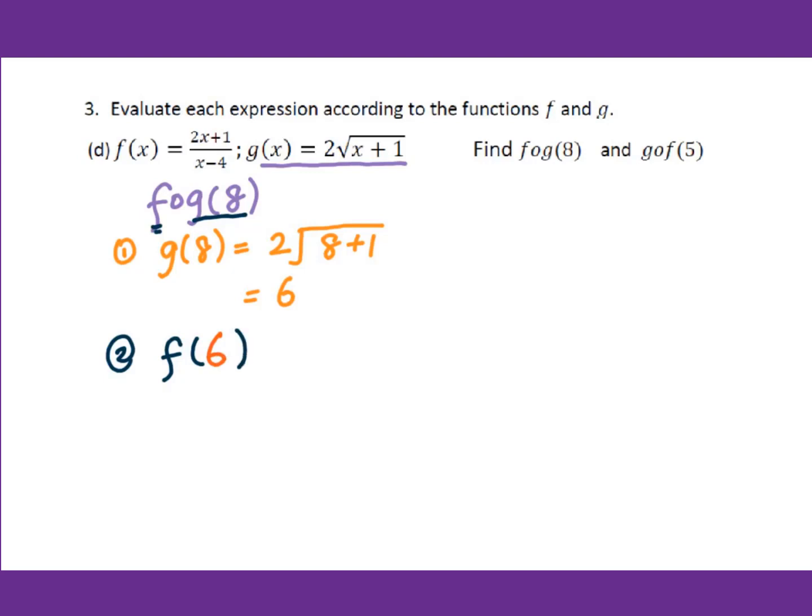That means these two are equal. So for the f function, every single x turns into 6. We get 2 times 6 plus 1 over 6 minus 4. That is 11 over 2.